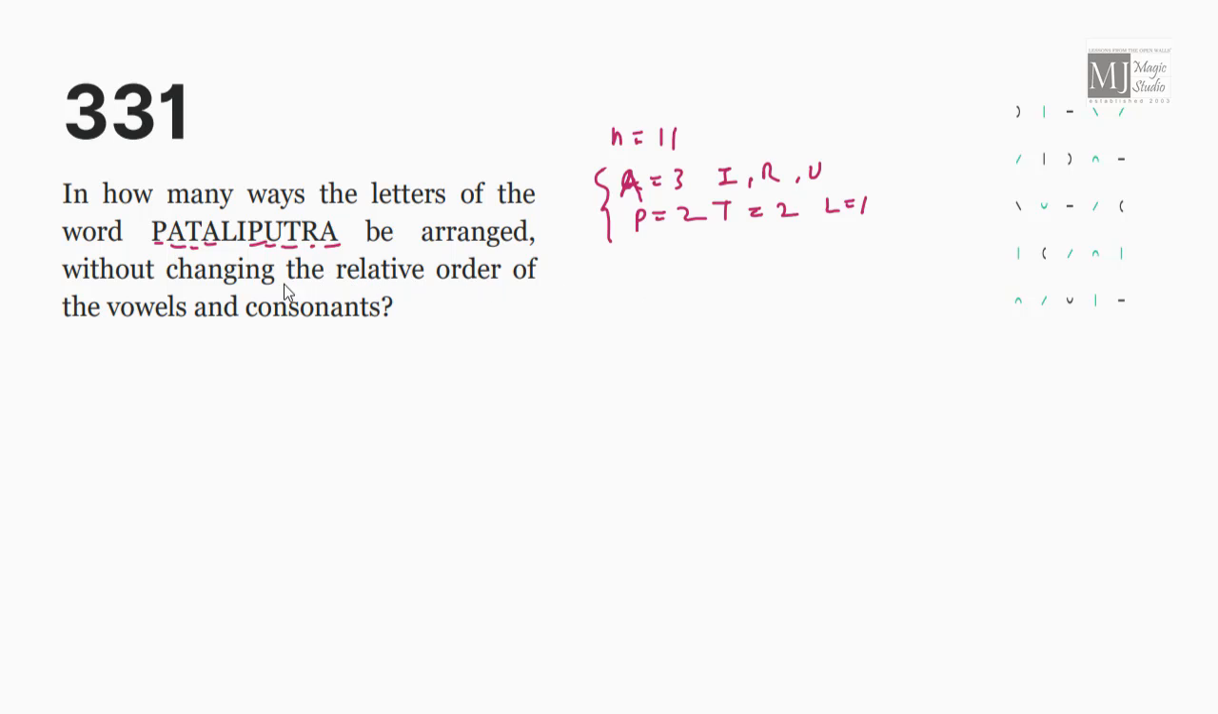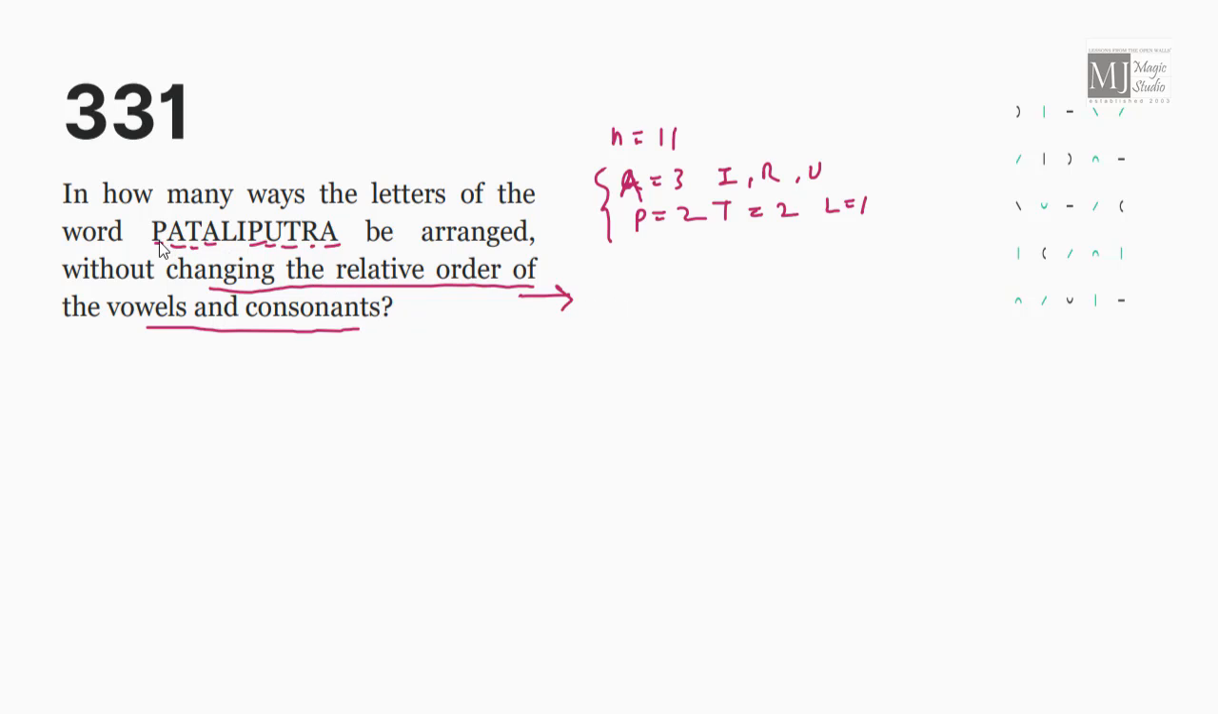In how many ways can the letters be arranged without changing the relative order of vowels and consonants? What do we mean by this concept? Relative order of vowels and consonants remaining unchanged means the character of the word, as far as vowels and consonants are concerned, shall remain unchanged. That is, what do you mean by the character of the word?